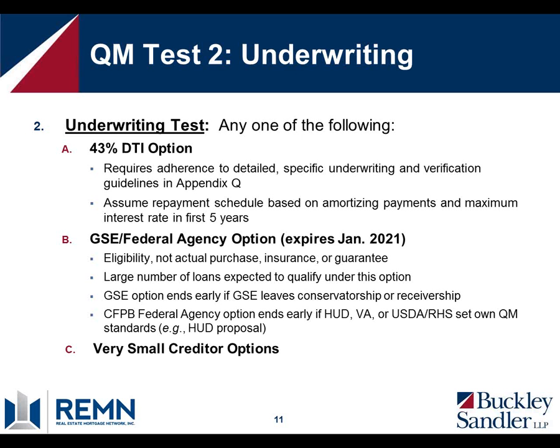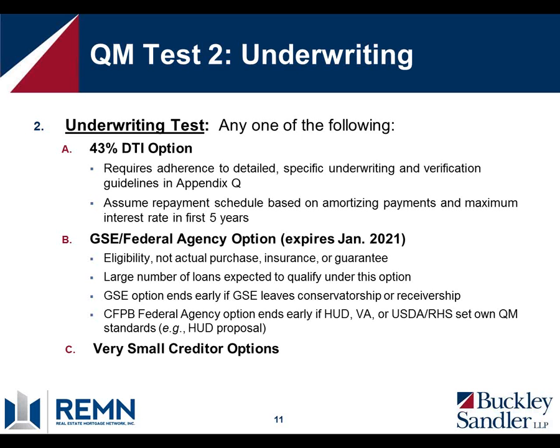This is a QM category that is established by the CFPB, and it requires that the creditor underwrite using very detailed guidance on underwriting and verification in Appendix Q to the regulation, and that based on that underwriting, the consumer's debt-to-income ratio does not exceed 43%. Appendix Q is based on FHA underwriting guidance, which creates some issues. It doesn't cover everything. When it doesn't cover something, you can generally rely on GSE underwriting guidance unless it would conflict with Appendix Q. For calculating the DTI, you're also going to assume amortizing payments and the maximum interest rate in the first 5 years.